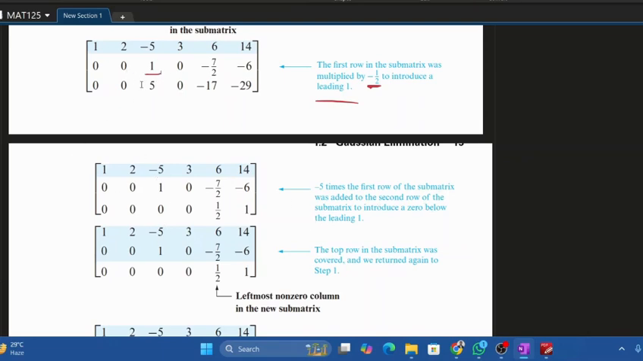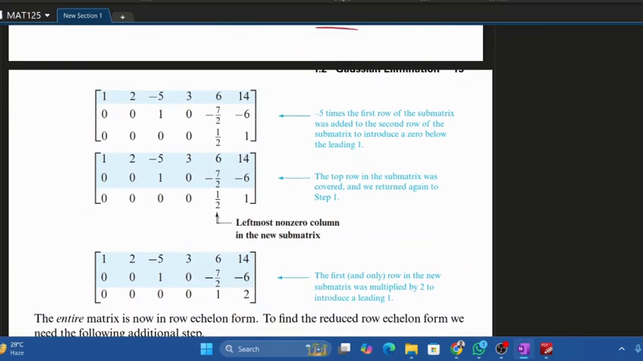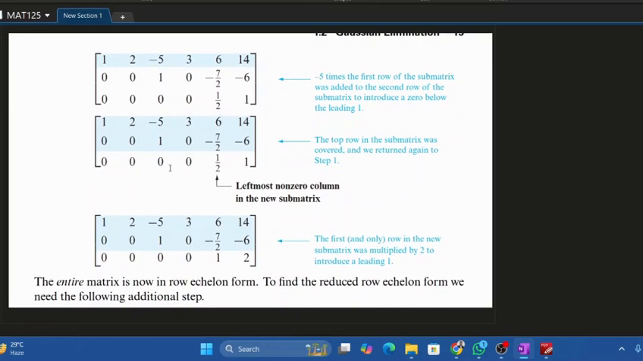Okay, so let's do this. If we do this, then 0 will be here and other values will also change. Then we are done with this row also. We have got this leading one and the values below are 0. Then we have to cover the second row and locate the leftmost column again. These are zeros. This is the leftmost that is non-zero. So locate this, and we have to make this the leading one. To make this the leading one, we have to multiply the third row by 2. Then this becomes 1. This is the leading one, right?